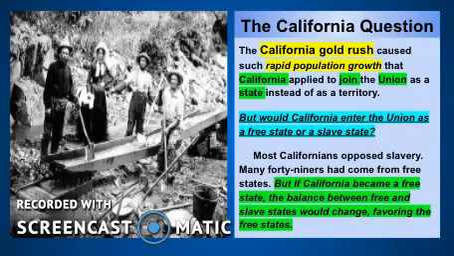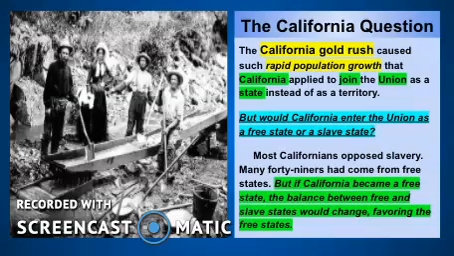Now we're into the California question. The California gold rush caused such rapid population growth that California applied to join the Union as a state instead of as a territory. But would California enter the Union as a free state or a slave state? Most Californians opposed slavery, which had been illegal when the state was part of Mexico. Also, many 49ers had come from free states. But if California became a free state, the balance between free and slave states would change, favoring the free states.